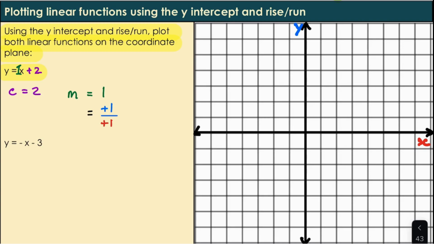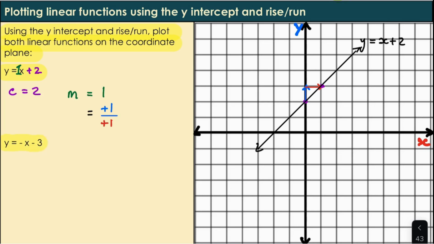Let's plot some points. Our y-intercept was 2, the purple dot there. From that point, our rise was 1. We go 1 block up. And our run was positive 1. We go 1 to the right. And again, we plot another purple point. We have 2 points. We can now connect those with a straight line. And we have our function y equals x plus 2.